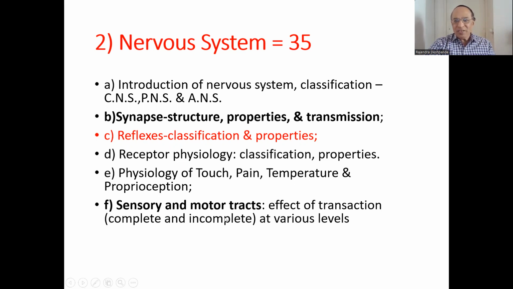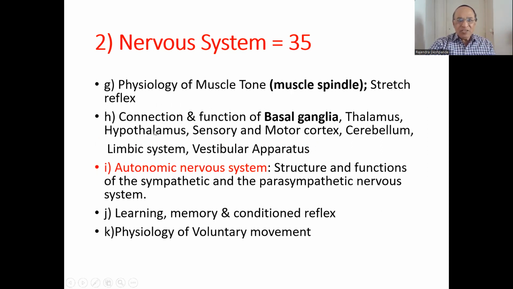Effects of transection, complete, if it is a cut by trauma, by a road accident, what will happen to the lower body or the upper body at various levels. Then physiology of the muscle tone, muscle spindle. This is a popular question in the examination. Stretch reflex, connection and function of basal ganglia, thalamus, hypothalamus, sensory and motor cortex, and cerebellum. You must know the functions of each of these brain parts.